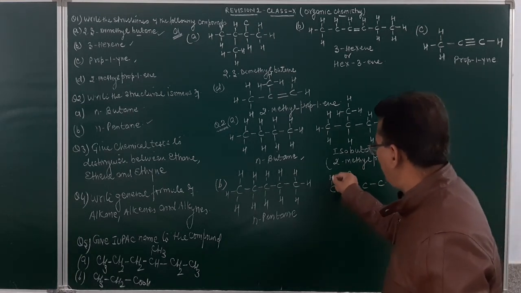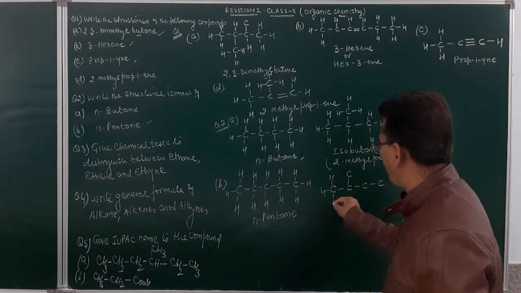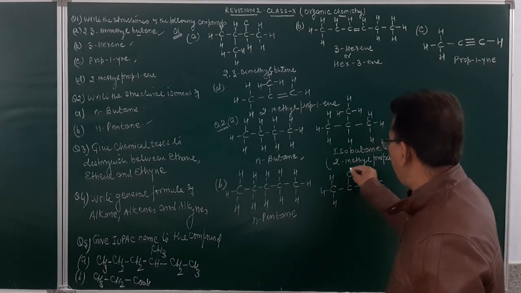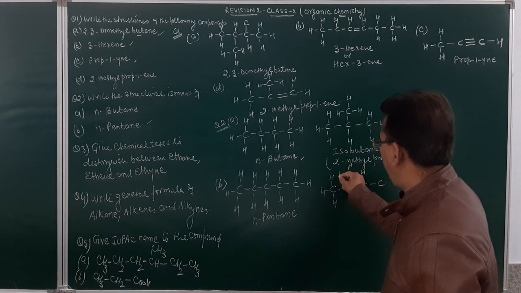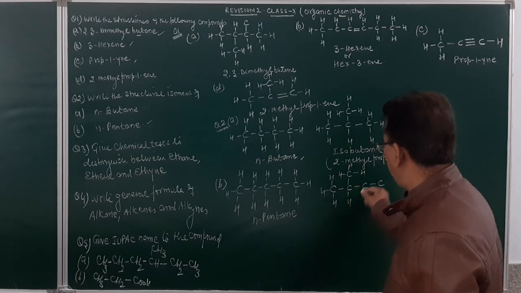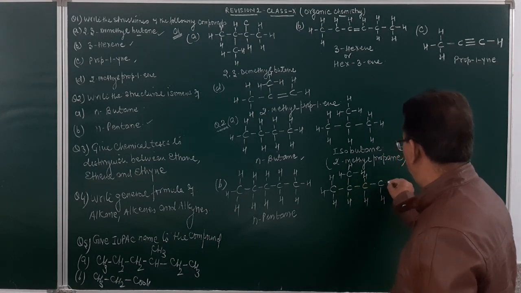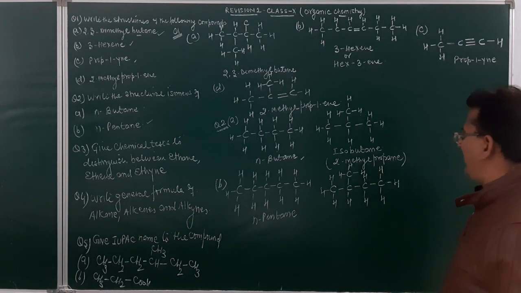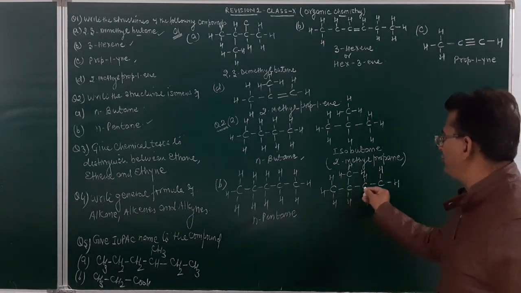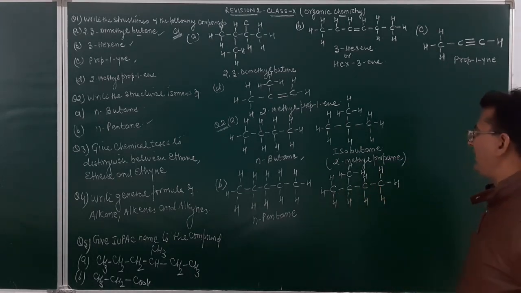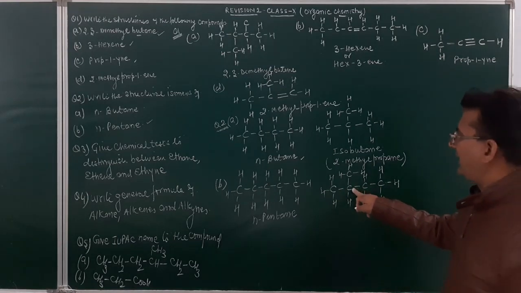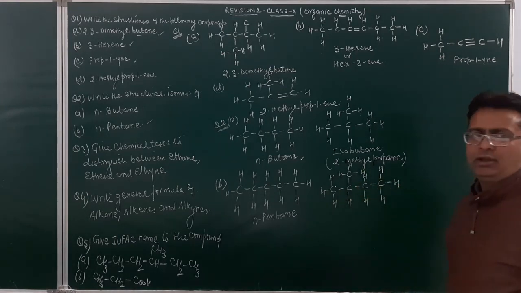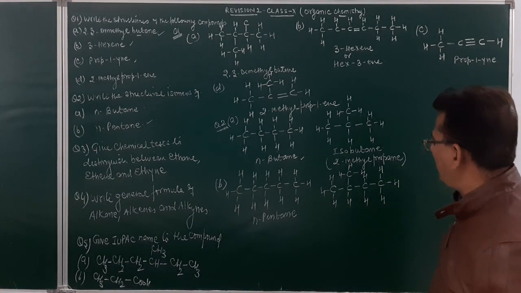What will happen over here? This will be H, H and H, satisfying all the valencies. This will be H and H and H. This again will be H. This is H and H. This will be H. This again will be H and this will be H. So on second carbon atom, if you see over here, 1, 2, 3, 4, this is 2-methylbutane. On the second carbon atom, I have put the methyl group. So it will be isopentane.